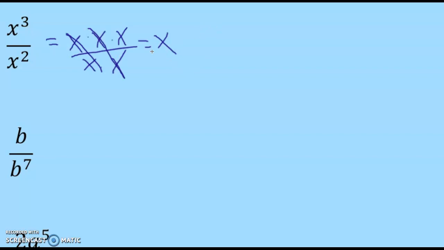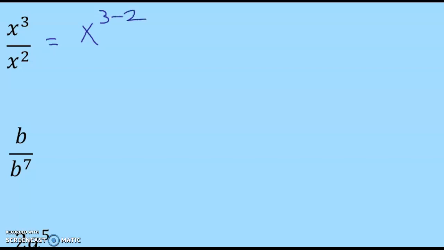So we're going to rewrite this instead as x to the third power minus 2. So x to the 3 minus 2 power equals x to the first power. So that's just x. That's our simplified expression.